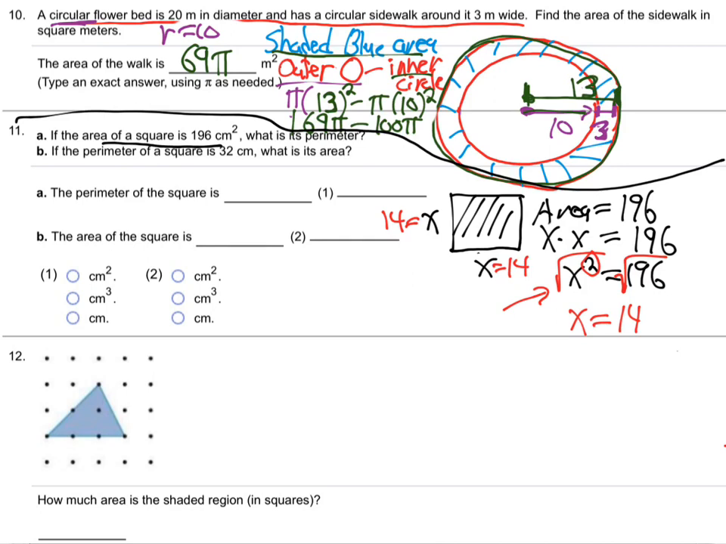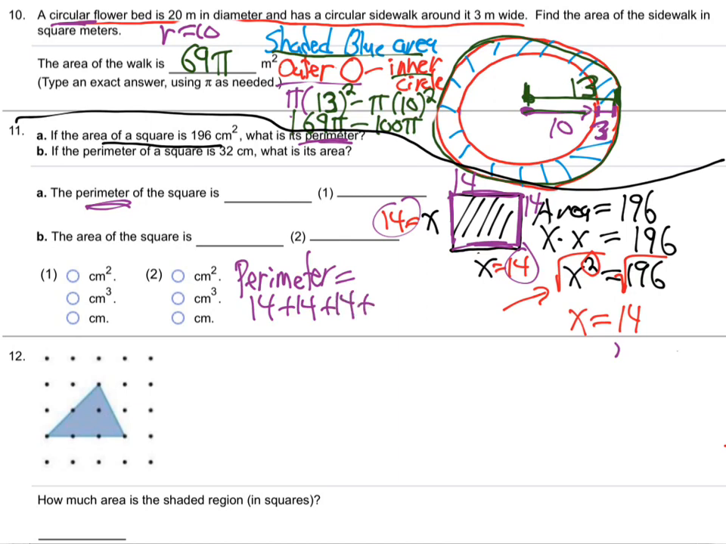What's their actual question now? They say, what's the perimeter? The perimeter. Perimeter means all the way around the edge, right? It means this side plus this side plus this side plus this side. All four sides, the perimeter, the edges, all added up. Well, we know this side's 14, this side's 14, the other side must be 14, and this must be 14. So the perimeter must be 14 plus 14 plus 14 plus 14, and that comes out to be 56.